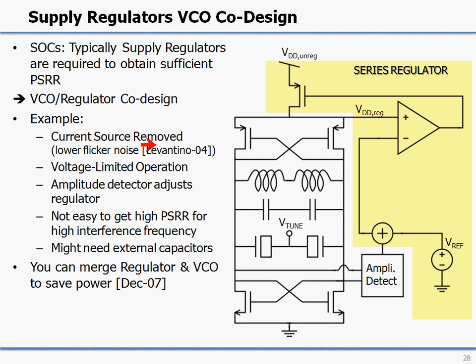The removal of the current source tends to take out some of the flicker noise sources that come out of the current source. One of the challenges, however, is that in order to create a good regulator, of course, we need to use quite some power in the series regulator. In one instance that I want to point to here, some people have come up with ideas where you try to reuse that power by merging the regulator circuit and the oscillator circuit together, but I point you to the reference. It would lead us a little bit too far.